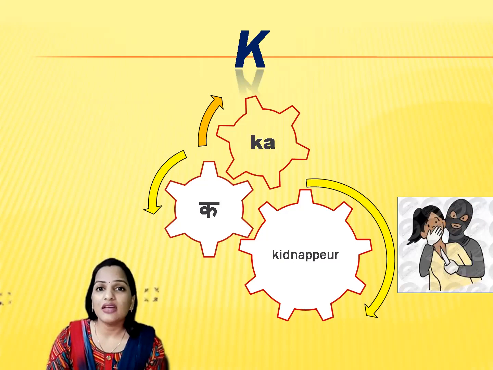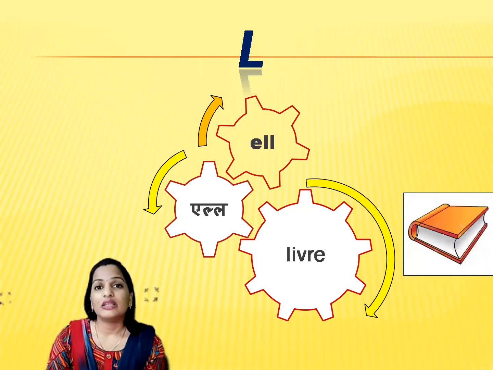The next letter is K. How do we pronounce K in French? It is K. What is it? K. And one example from the letter K is kidnapper. Kidnapper is in English, and in French it is also kidnapper. So K and kidnapper. The next letter is L. How do we pronounce L in French? It is L. Repeat. L. And one example is livre.